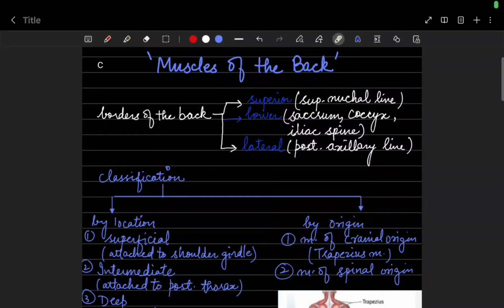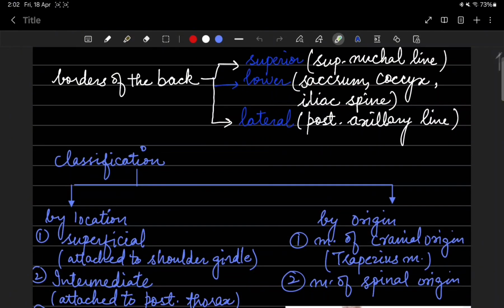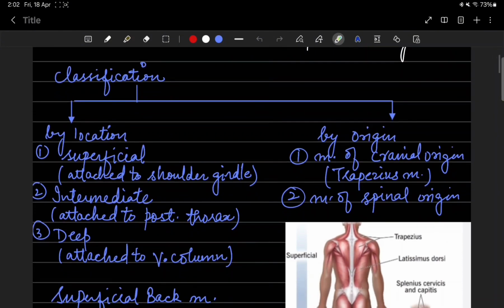So let's start with the muscles of the back. Starting with the borders of the back, it is bordered superiorly by the superior nuchal line. In the lower area, it is bordered by the sacrum, coccyx and the iliac spine, and on the lateral side, it is bordered by the posterior axillary line. Moving to the classification, it can be classified in two ways, by location and by the origin.